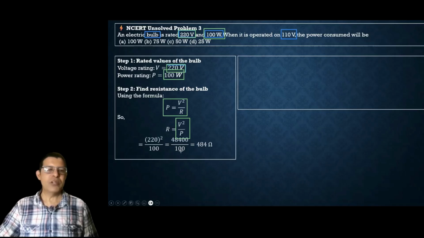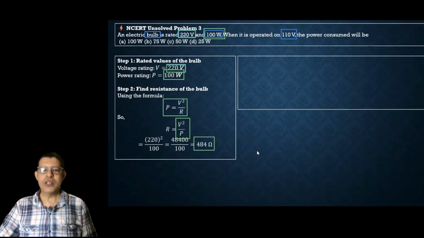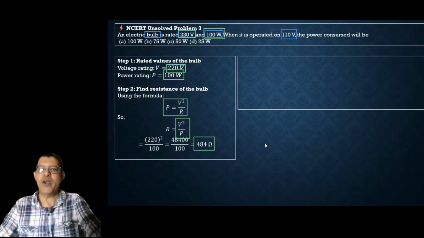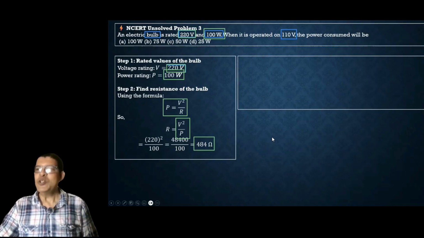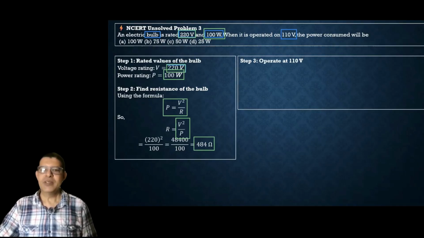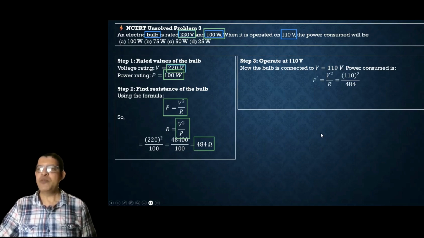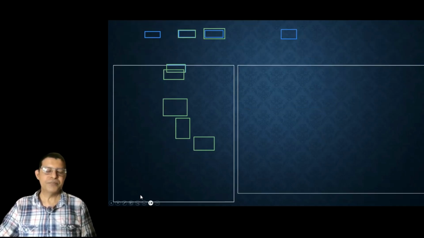So now we can replace the values. Upon replacing the values, you'll get 484 as the resistance of the bulb by using the rated power and rated voltage. Now we use this resistance to find the power consumed on the new operated voltage. Operated voltage at 110. Bulb is now connected to 110 volts. Power consumed will be V square by R, the new power. And upon solving this, you will get 25 watts. 25 watts is the right answer. So let's move ahead to our next problem.